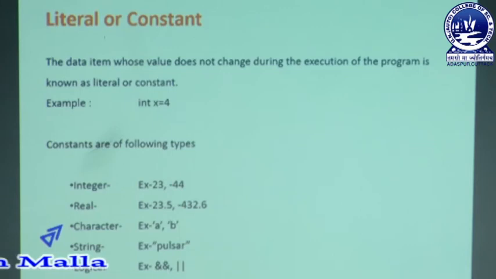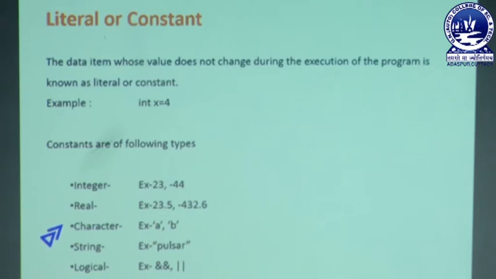So in the first case, integer, you can clearly see the examples, that is written 23, minus 44, or any number that contains positive values as well as negative values. Then what are real values? So real values are those which actually contain decimal points. Decimal points will not be considered as integer, they will be considered as real.